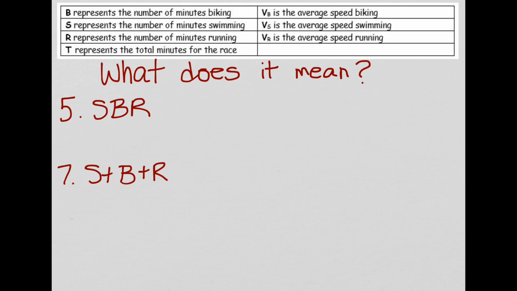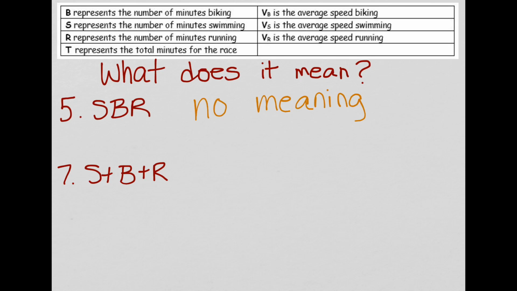Okay, there are some review questions. Oh, well, sorry, we're not there yet. First of all, what does it mean to multiply SBR, the number of minutes swimming times the number of minutes biking times the number of minutes running? What does that mean if I multiply the time together? It doesn't mean anything. Multiplying time together has no meaning. So again, some of these don't mean anything because why would I multiply the times together?